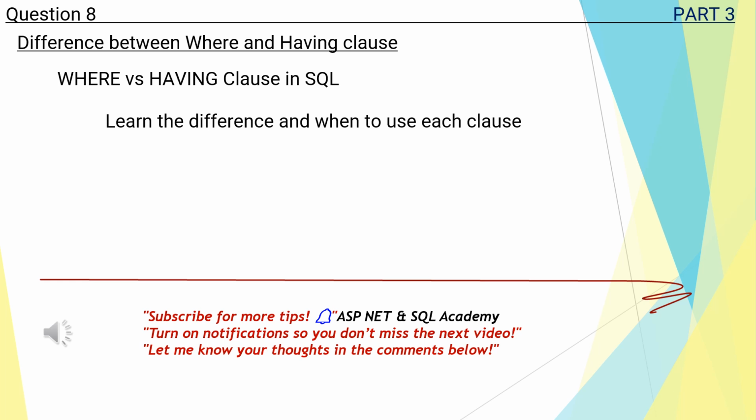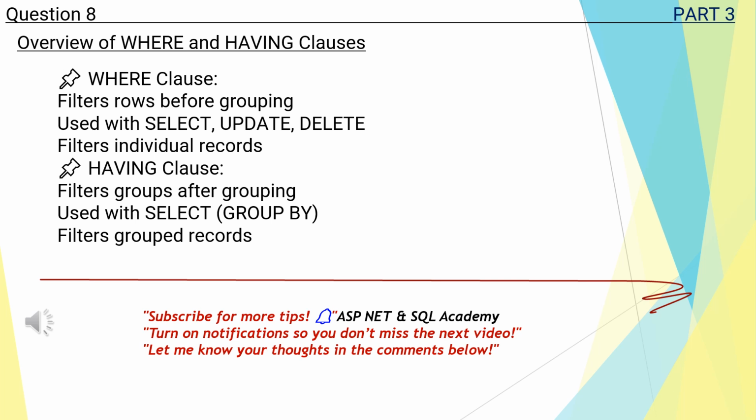In this session, we will dive into the differences between the where and having clauses in SQL and explore when to use each one. Let us get started. The main difference between where and having is when they apply to the data. The where clause filters rows before any grouping happens, while the having clause filters after the data is grouped. Let us break down both clauses in detail.